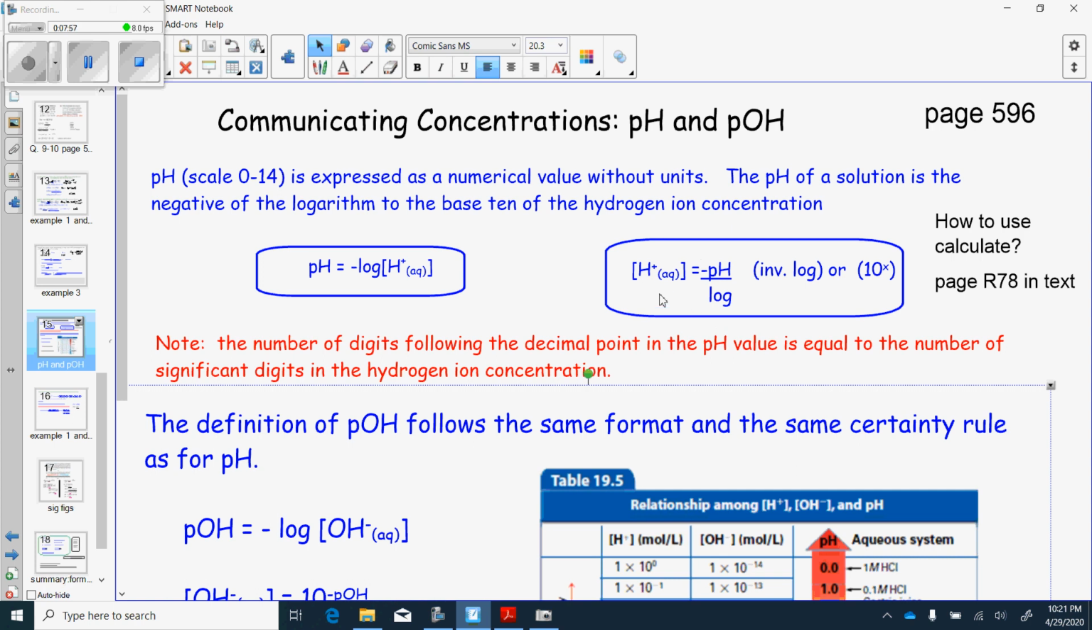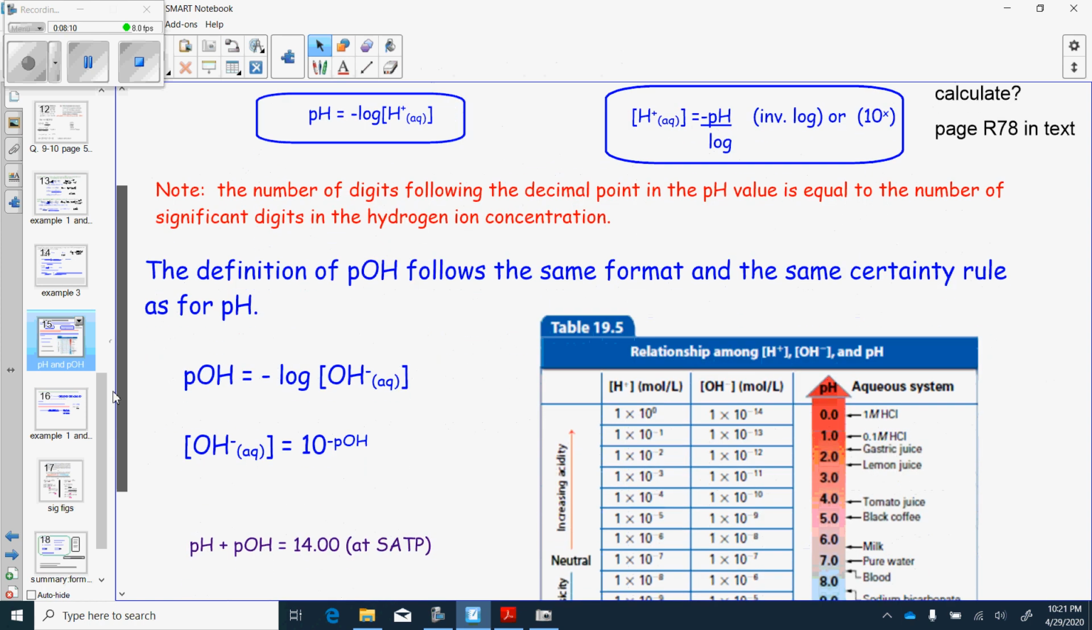Okay. All right. So one more thing I wanted to talk about, and that is going to be sig figs. So I think we'll try these with our calculator first, and then we'll talk a little bit. The sig figs are a little wonky when it comes to the pH scale.